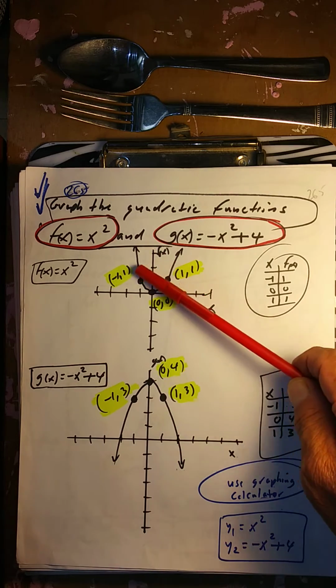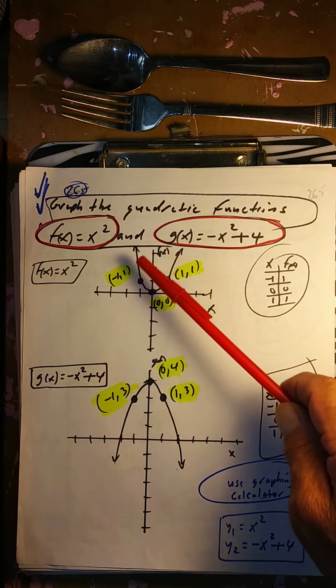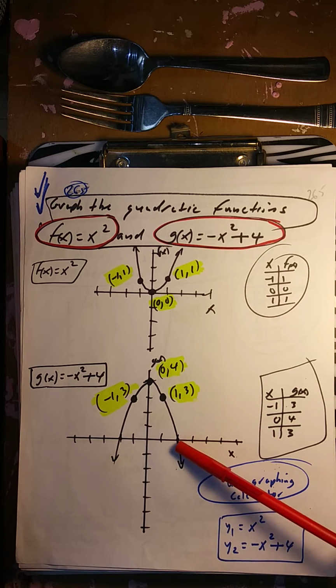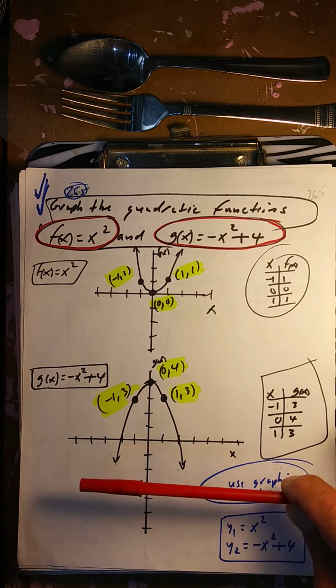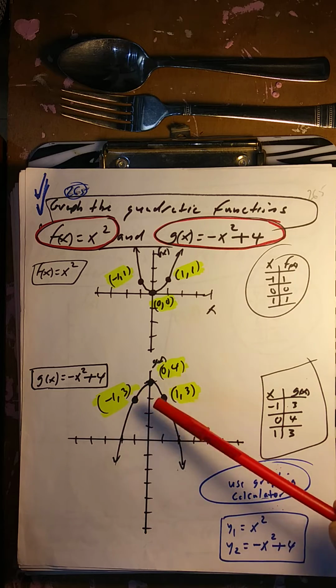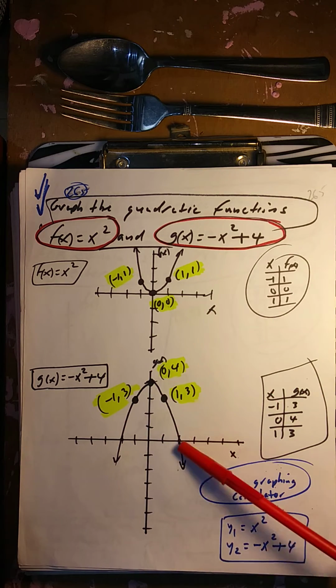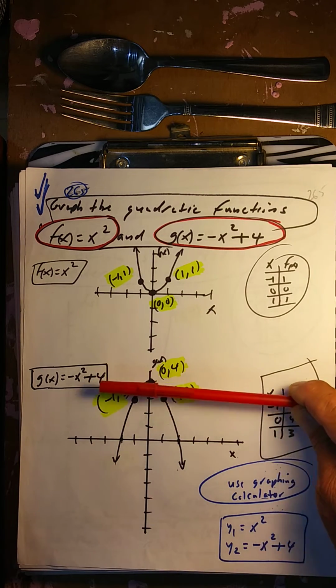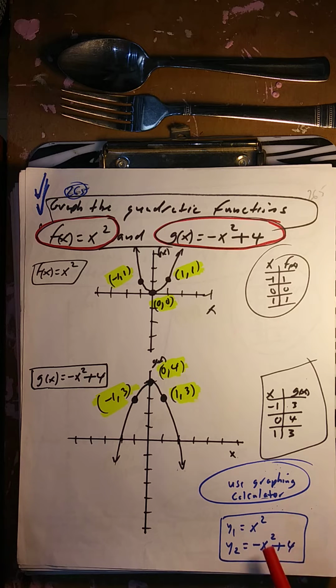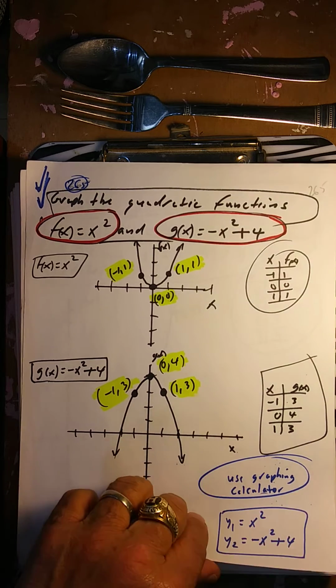So what happened to this graph? Well, it got shifted. Instead of opening up, now it opens down. Also, this positive 4 here shifted the graph up. So it switched, opening down, and it went up right there. Okay, or you can use the graphing calculator like this. That'll get you the graph too.